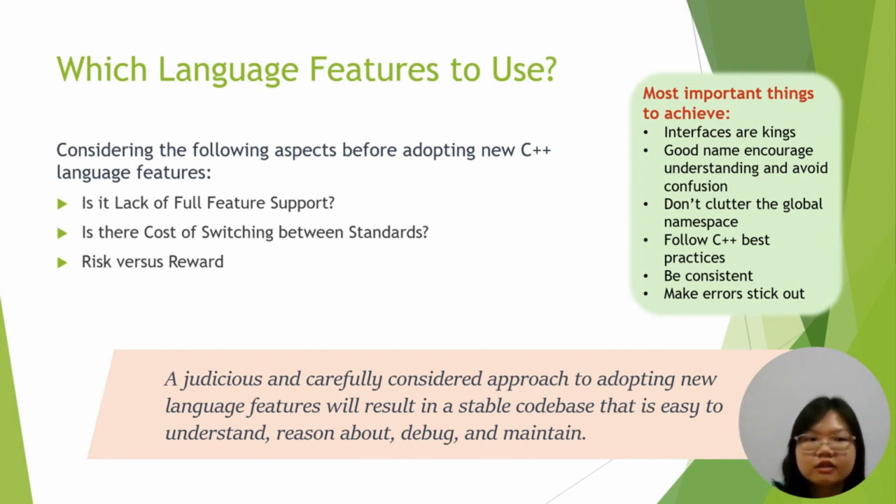The author recommends adopting a simple rule to use auto only in specific situations where it is necessary for clarity and readability. In summary, a judicious and carefully considered approach to adopting new language features will result in a stable code base that is easy to understand, reason about, debug, and maintain. The author had also pointed out some important things to achieve in coding convention, which include interface comments, being consistent, and so on.